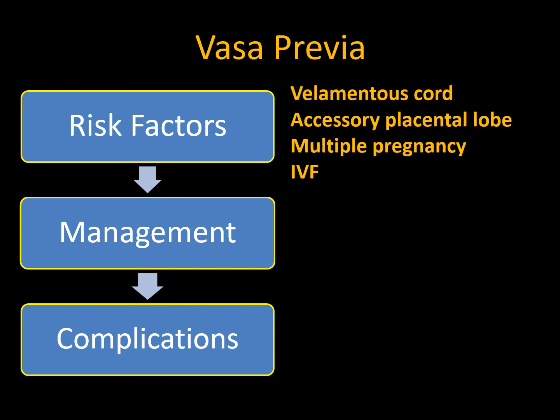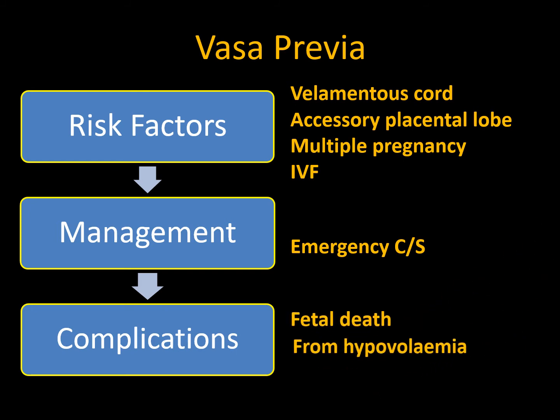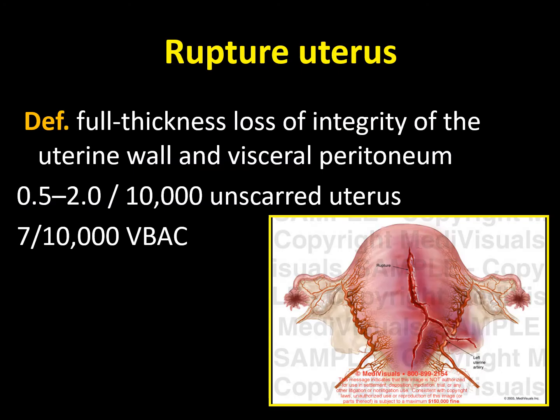Risk factors for vasa previa are velamentous insertion of the cord, accessory placental lobe, multiple pregnancy, and IVF. Management is emergency cesarean section, get the baby out as soon as possible. Complications: fetal death because of hypovolemia. The blood loss is usually fetal blood.